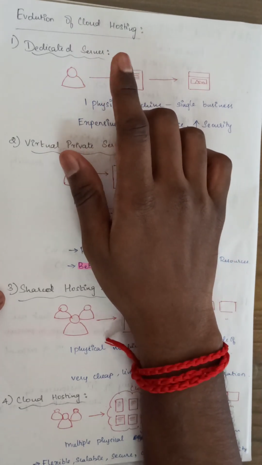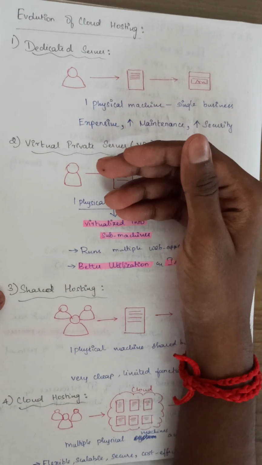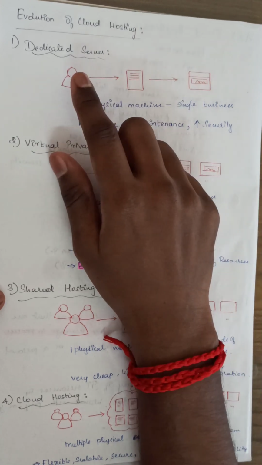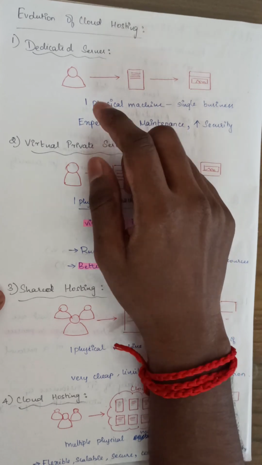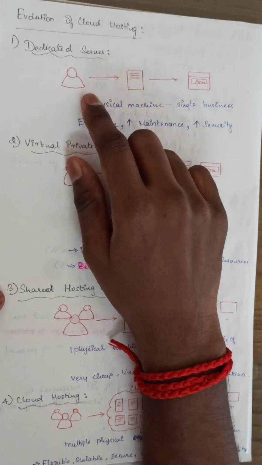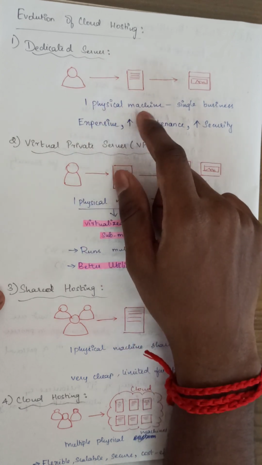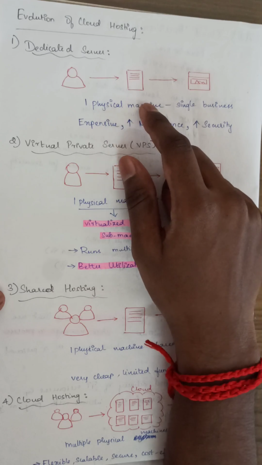Let's start with the evolution of cloud hosting. There are 4 evolutions that happen one after another. The first one is the dedicated server. As the name suggests, it is dedicated to a single business. From the diagram here, you can see that a single user uses a single physical machine for a single business, and the physical machine here represents the server.